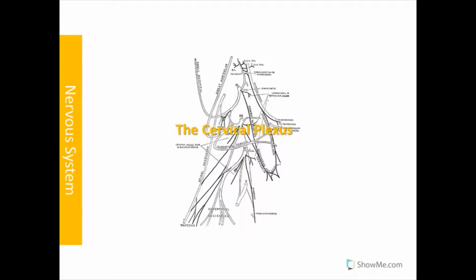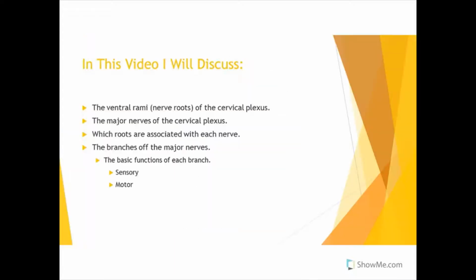So we're going to do some anatomical drawing today. What we're going to be talking about are the ventral rami, or the nerve roots that actually contribute to the cervical plexus. We'll look at the major nerves that are part of the cervical plexus, and then we'll look at the little branches, roots of those that are associated and branches of those nerves. So we're going to look at things like what nerve roots, C1, C2, C3, C4, contribute to each particular nerve of the plexus, and we'll look at branches that come off of there.